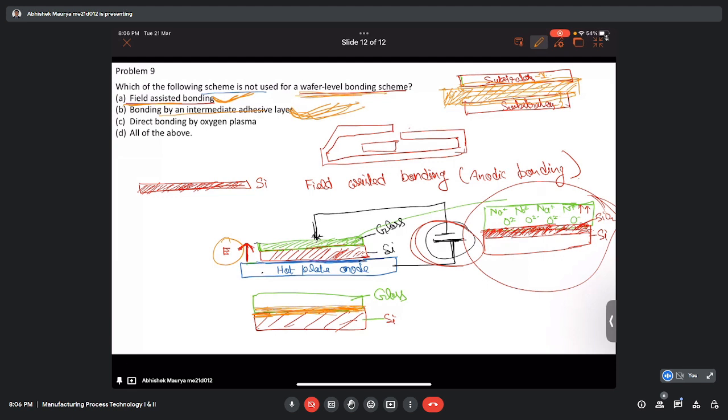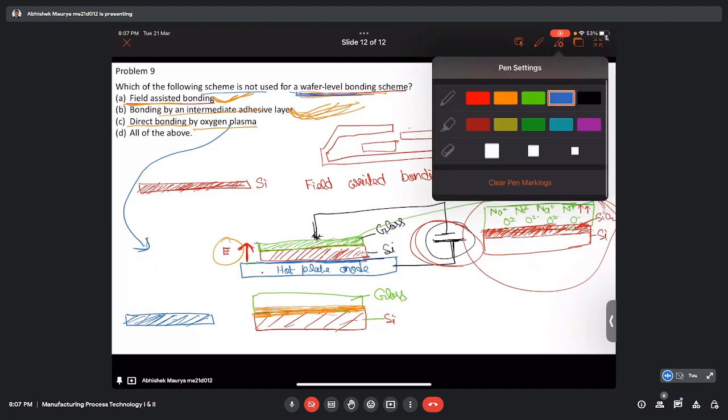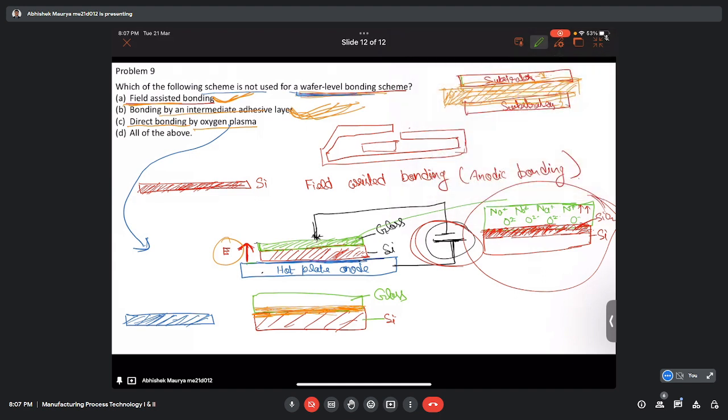And there is another process that is called direct bonding by oxygen plasma. Okay, so it is also a process which is used for joining the wafer materials. So what happens there, sometimes suppose we have substrate 1 and we have another substrate, let's say here.